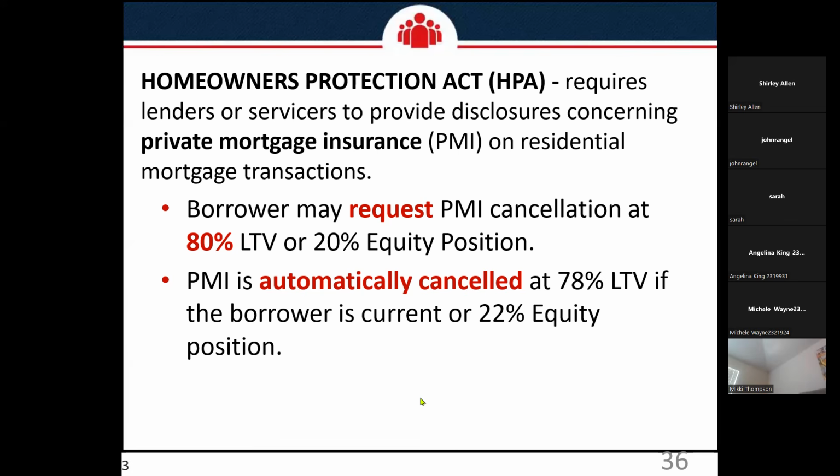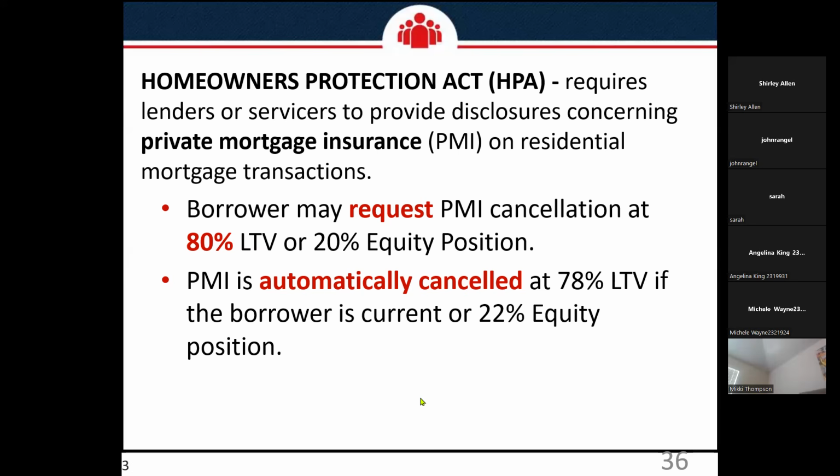I've had several students say they missed this because they didn't get what they were doing when they talked about the equity position. So LTV, 80%, equity position, 20. LTV at 78%, then the equity position is at 22. If you add either one of them together, you're going to get 100%. 80 and 20 is 100%. 78 and 22 is 100%.